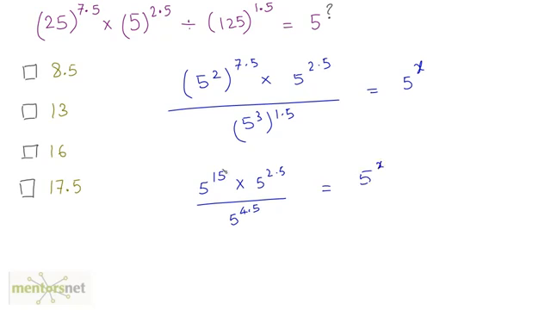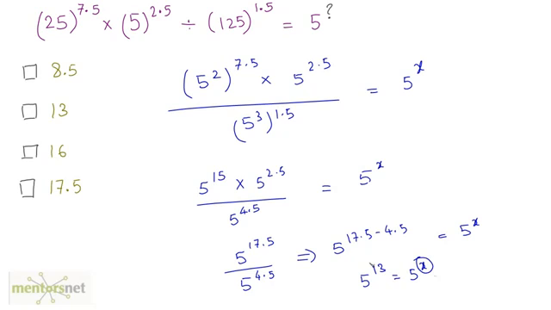Now this is a raised to power m times a raised to power n, which is a raised to power m plus n. So this is 5 raised to power 15 plus 2.5, which is 17.5 upon 5 raised to 4.5, and that is equivalent to a law of indices here, a raised to m divided by a raised to n, which is a raised to m minus n. So 5 raised to 17.5 minus 4.5 is equal to 5 raised to power x. So 5 raised to power 13 is equal to 5 raised to power x. So x's value is 13.